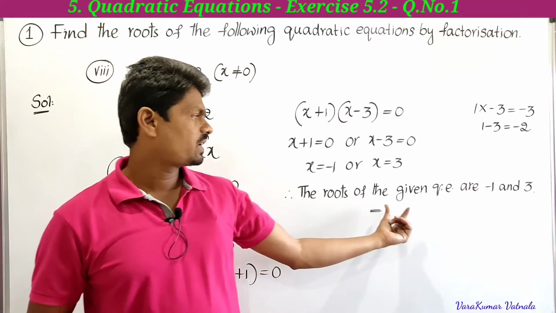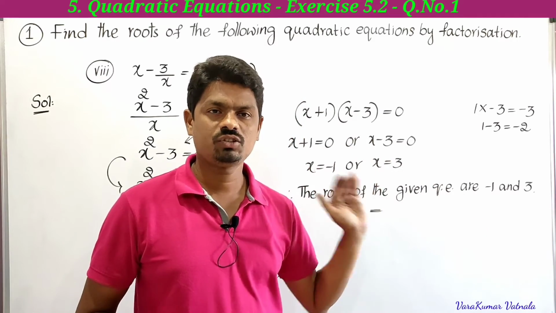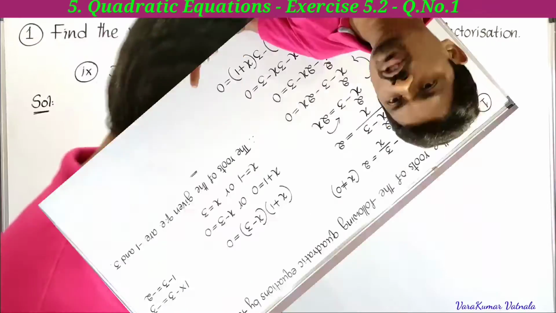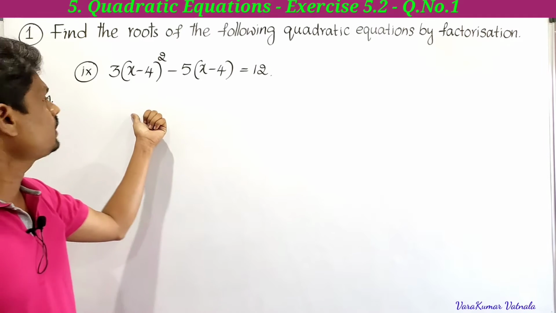Therefore, the roots of the given quadratic equation are minus 1 and 3. So, this is the 8th bit. Next, we have to solve the 9th bit. This is the 9th bit in the first problem.